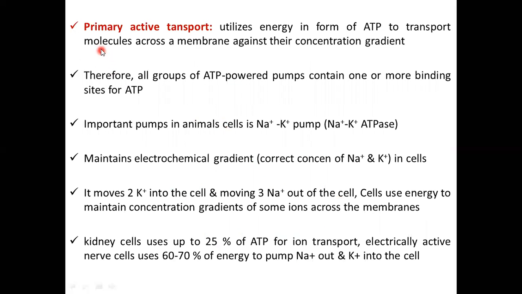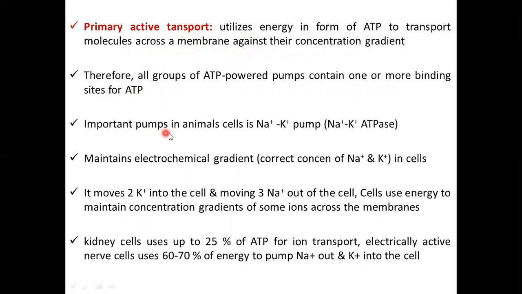The next step is active transport. The first one is primary active transport. It utilizes energy in the form of ATP to transport molecules across the membrane and against the concentration gradients. Therefore, all groups of ATP-powered pumps contain one or more binding sites for ATP, because it involves ATP molecules.